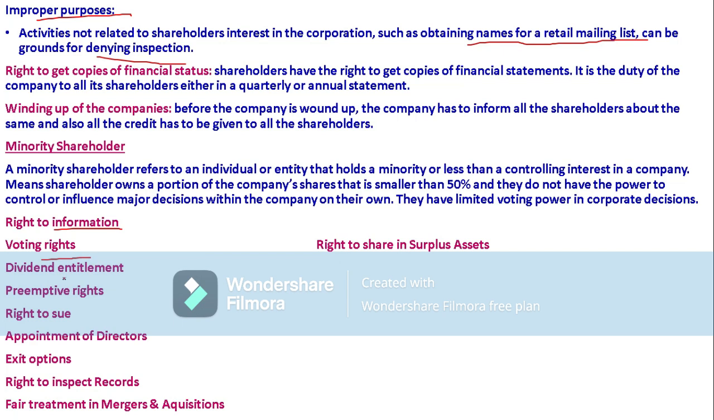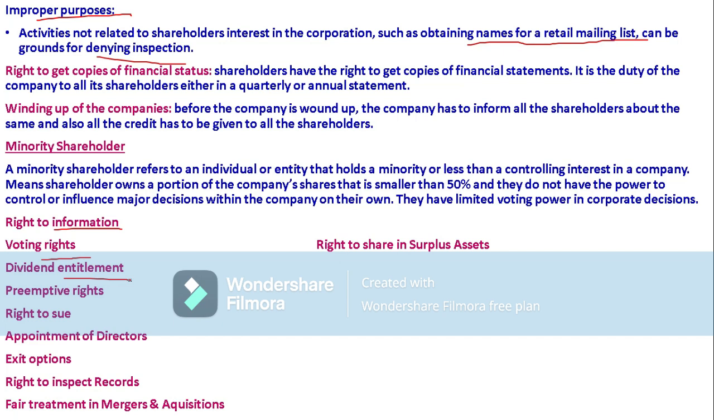So if we see about dividend entitlement, dividend entitlement means the right to receive a share of the company's profits in the form of dividends. Every company, if it is in a positive state, means the company is going on positively, then definitely profits will be earned. So if the profits are earned, those profits will be paid to the shareholders in the form of dividends, if declared by the board of directors. Fair and equal treatment in dividend distribution should be there. So that is the right of the shareholder.